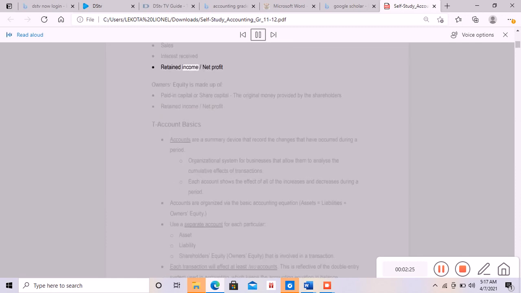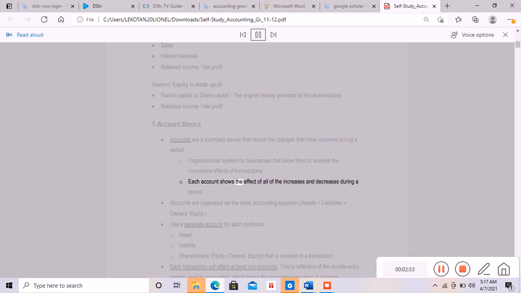Owner's equity is made up of paid-in capital or share capital, the original money provided by the shareholders, and retained income/net profit. T account basics. Accounts are a summary device that records the changes that have occurred during a period. They are an organizational system for businesses that allows them to analyze the cumulative effects of transactions. Each account shows the effect of all of the increases and decreases during a period.